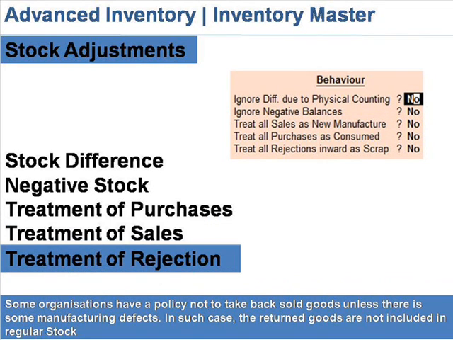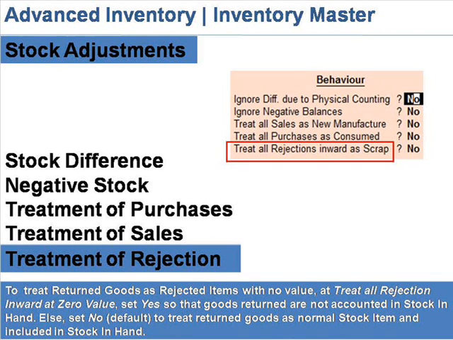Treatment of rejection. Some organizations have a policy not to take back sold goods unless there are some manufacturing defects. In such a case, the returned goods are not included in regular stock. To treat returned goods as rejected items with no value, at Treat all rejection inward at zero value, set yes so that goods returned are not accounted in stock in hand, else set no to treat returned goods as normal stock items and included in stock in hand.